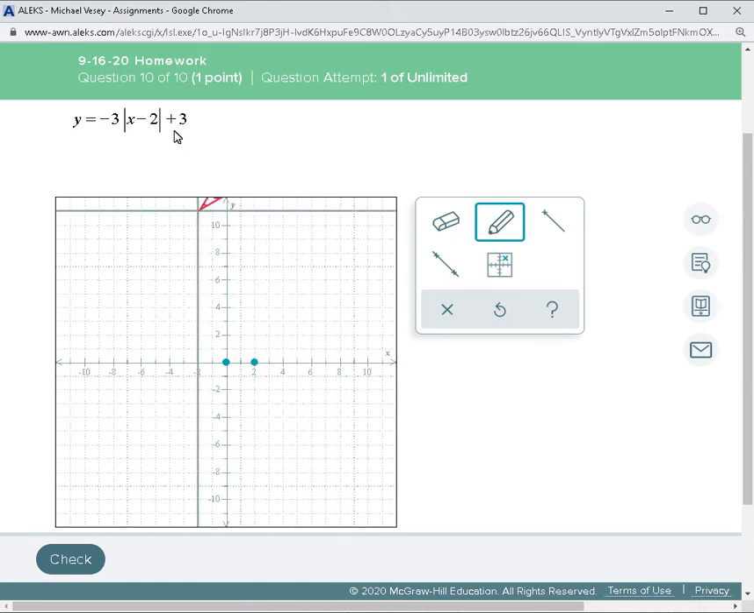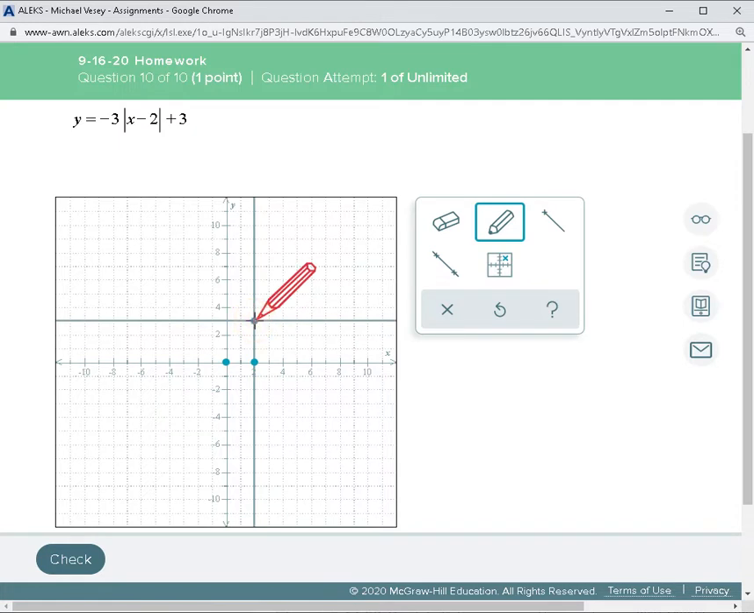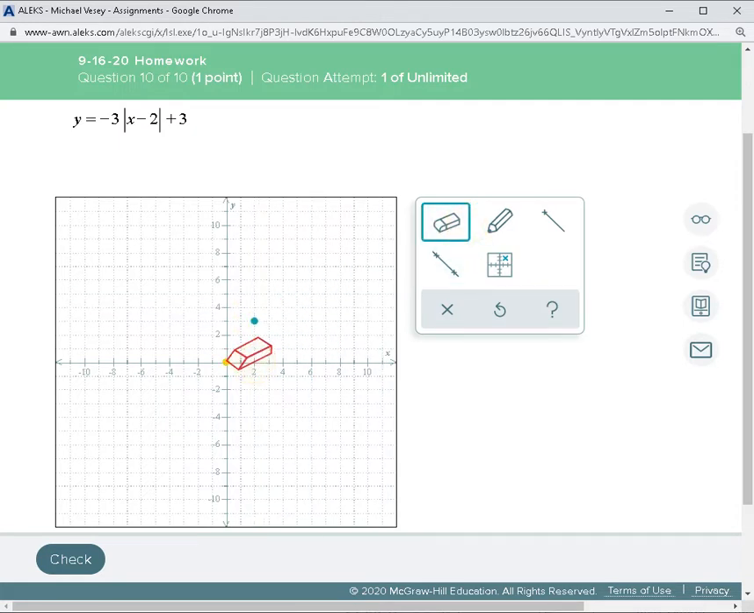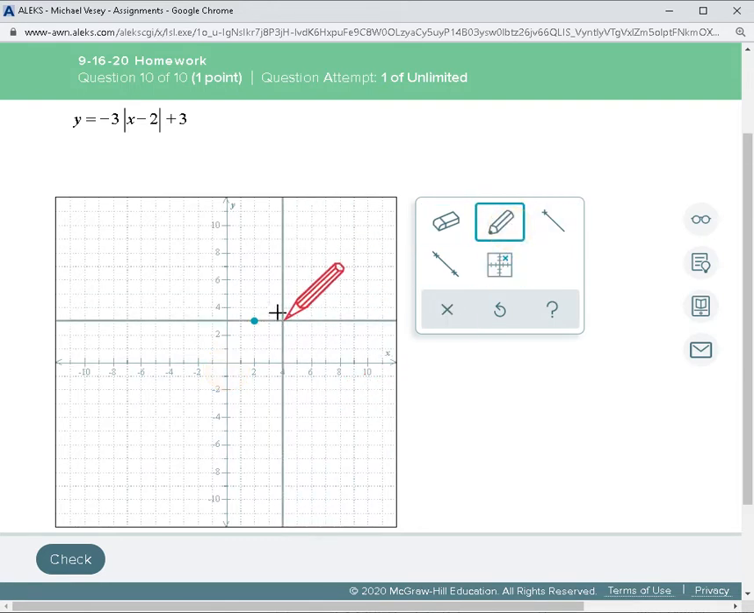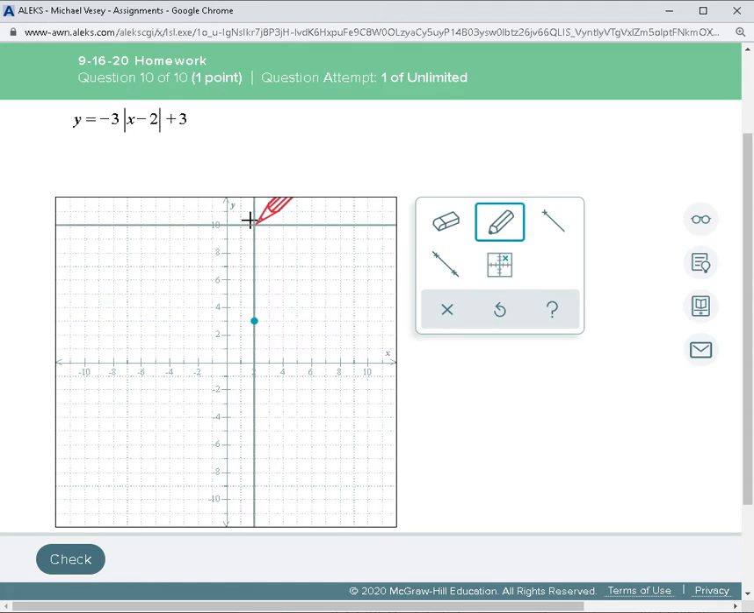But then the plus 3 in the back is going to make us go up 3 units. So instead of being at 0, 0, we went right 2 spaces and up 3 spaces. And this is actually our new vertex right here. So I'm going to erase these points. This is our vertex.